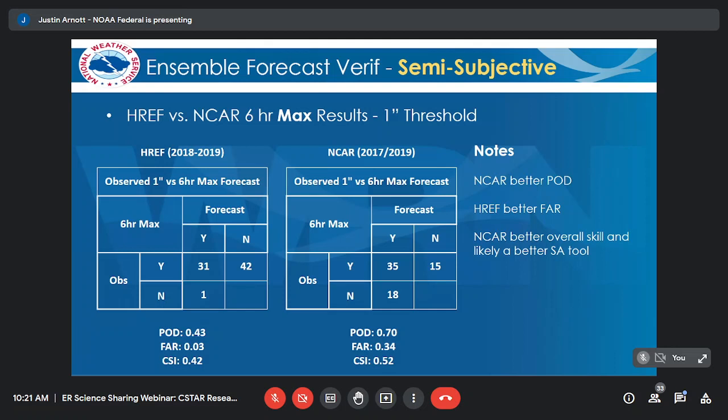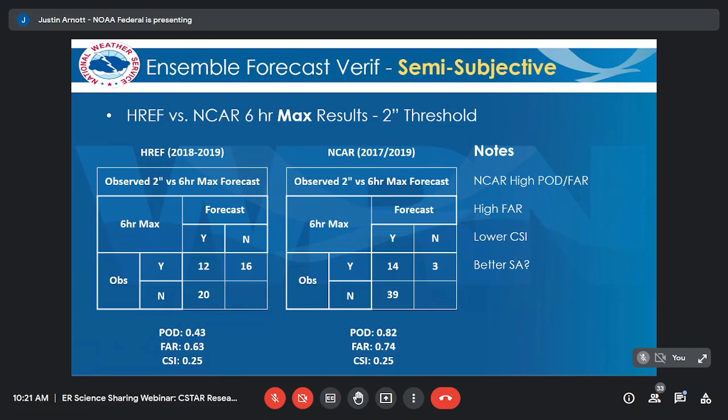And so it's probably an overall better situational awareness tool, for the NCAR data during the years that we verified it. The CSI comes out a little bit higher, and you miss fewer events with a not unreasonable FAR. Now that's at an inch. Let's move up to 2 inches. Now you're going to see the CSIs both come down. They're actually both the same, but with the same kind of error statistics, except now the HREF starts to have false alarms, and the POD is significantly less.